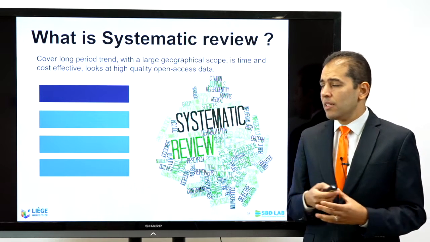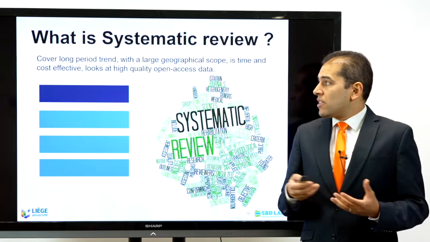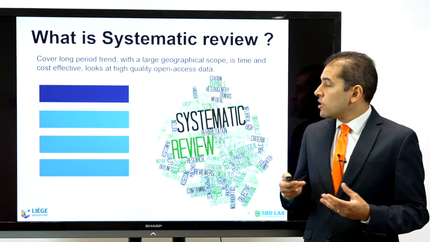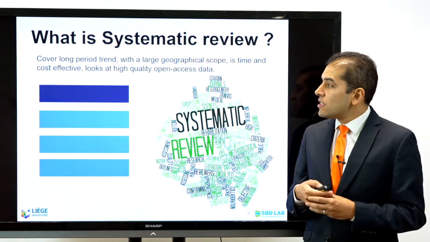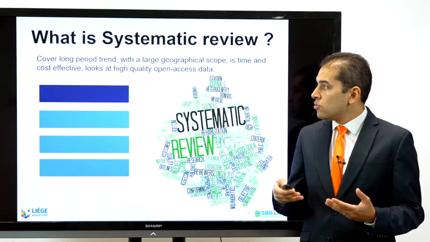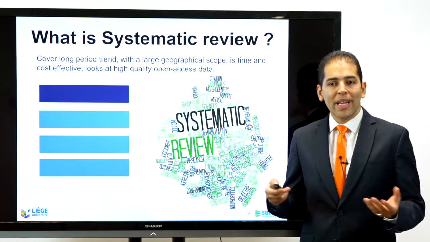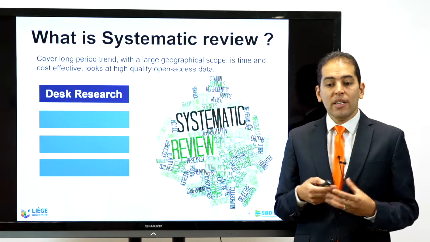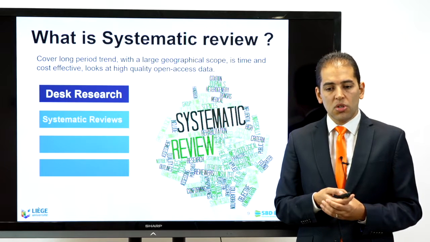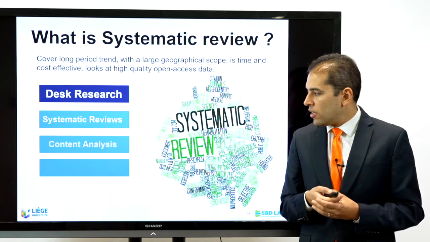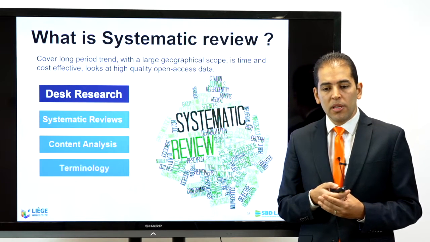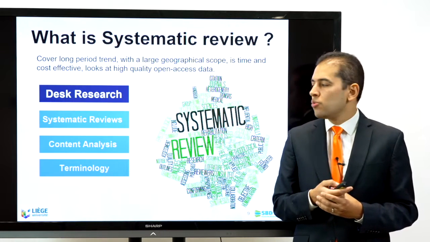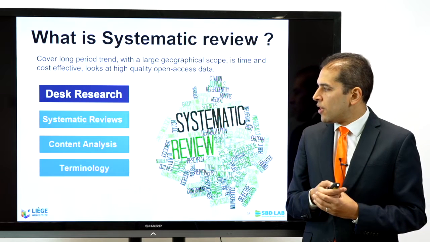Now, what is a systematic literature review? Well, it covers a long period trend with a large geographical scope, and it is time and cost effective, and it looks at high quality open access data. So this is simply the definition of a systematic literature review. It's definitely classified as a desk research work. It is falling under the content analysis family, and it is looking at terminologies and concepts. So it's very important to define it in this frame.